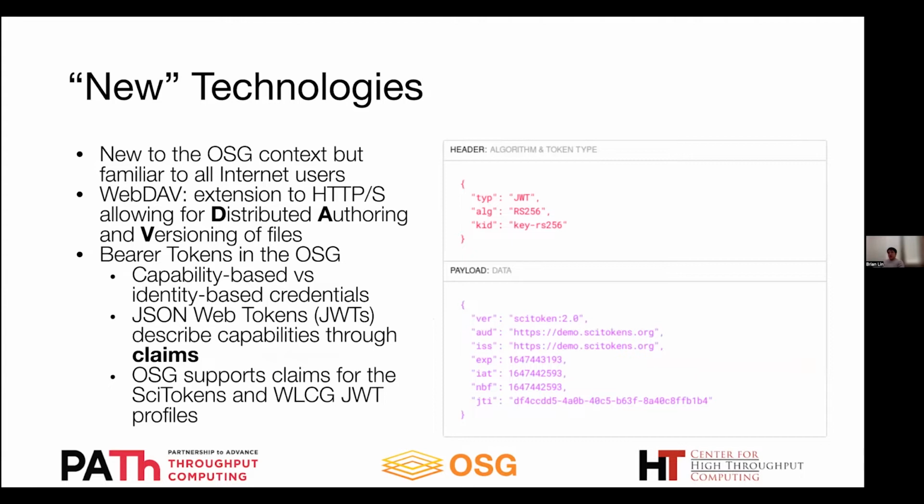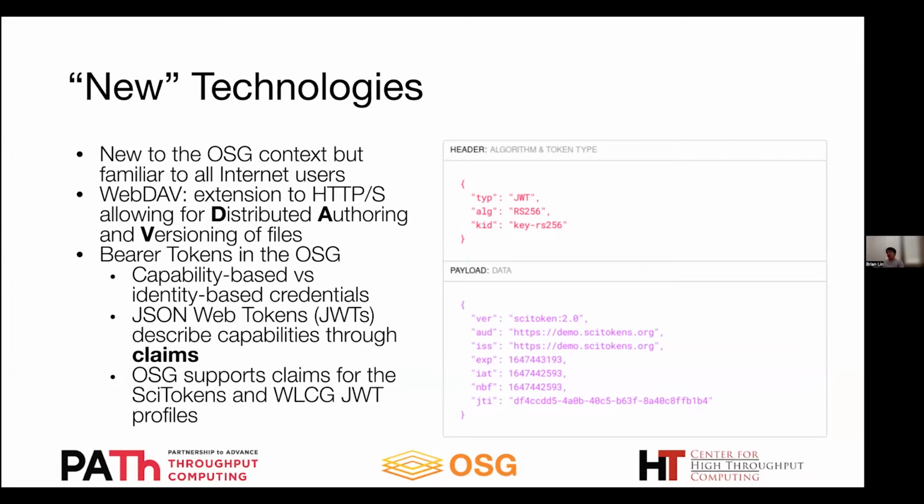So these new technologies of bearer tokens and WebDAV really aren't new. They're new in the OSG context, but you are likely very familiar with WebDAV and tokens just as a user of the internet. WebDAV is just an extension of HTTPS, allowing for distributed authoring and versioning of files. You are probably familiar with CalDAV, which is an extension on WebDAV that allows you to interact with various calendaring systems.